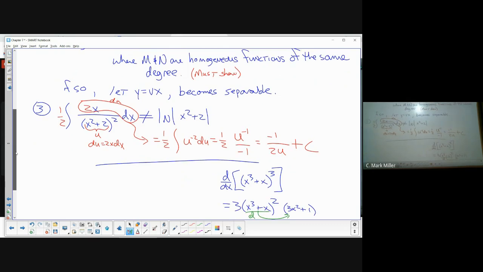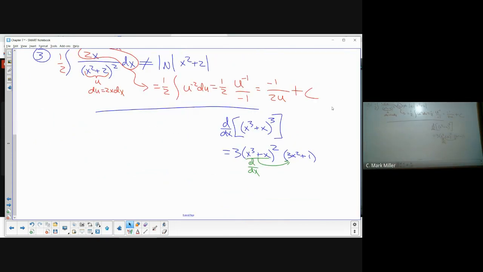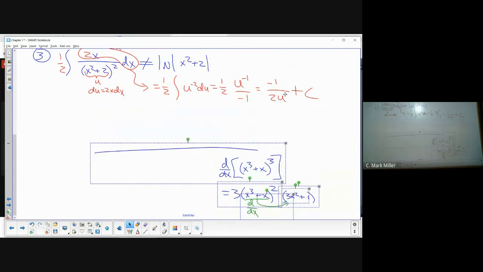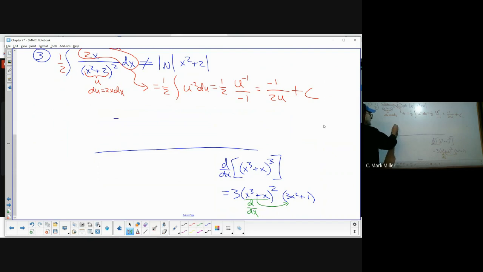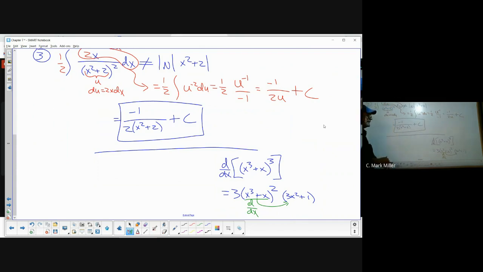Now, by the way, I didn't actually finish this one. I should probably do that. Number 3. I didn't actually finish that. You shouldn't leave your answer that way, right? Because you've got to substitute back. That's going to be -1 over 2u squared, what is u? That is really the final answer. You've got to get rid of the u's. And if you took the derivative of this, you would get that.